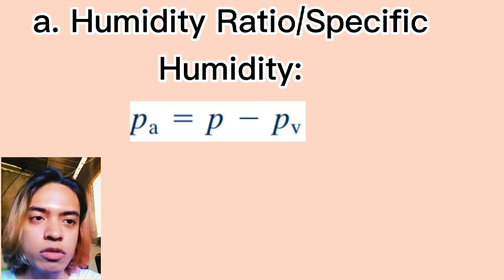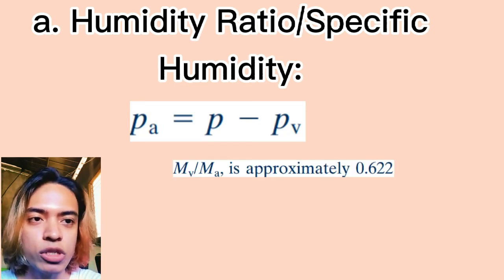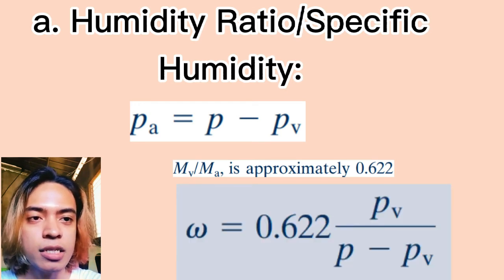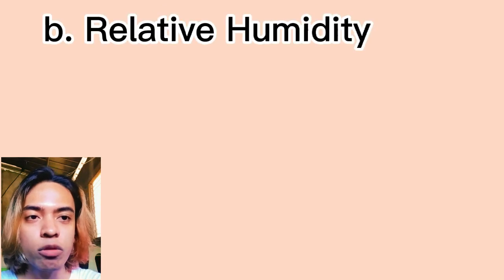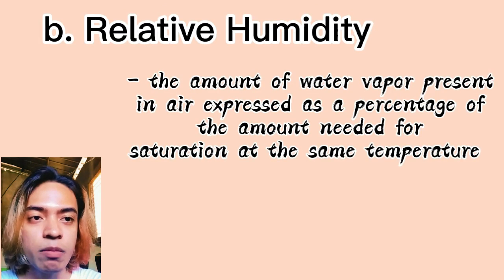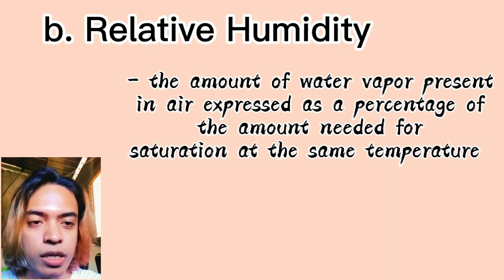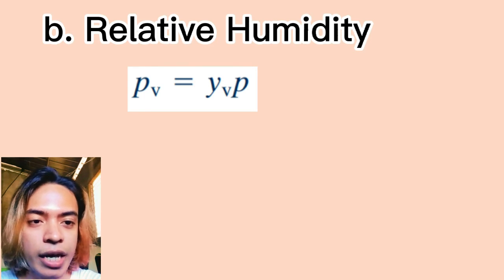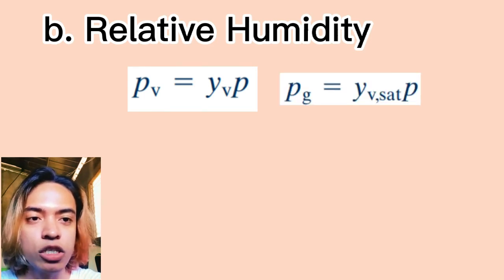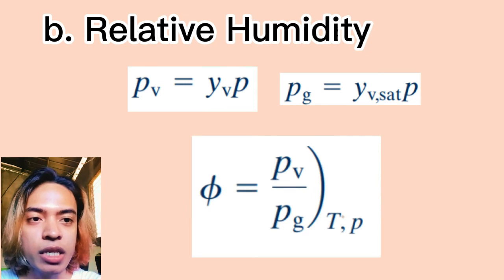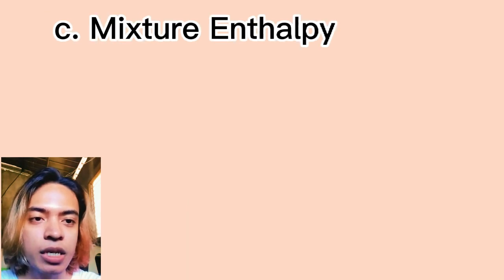With Pa equal to P minus Pv and the ratio mv over ma approximately 0.622, the formula may now be written as this. Letter B. Relative humidity. The amount of water vapor present in air expressed as a percentage of the amount needed for saturation at the same temperature, or relative humidity phi equals yv over yv saturated. Since Pv is equal to yvP and Pg is equal to yv saturated P, the relative humidity can now be expressed with this formula.